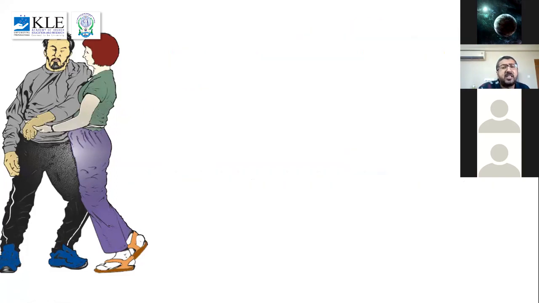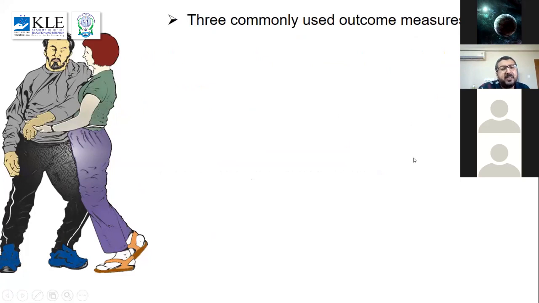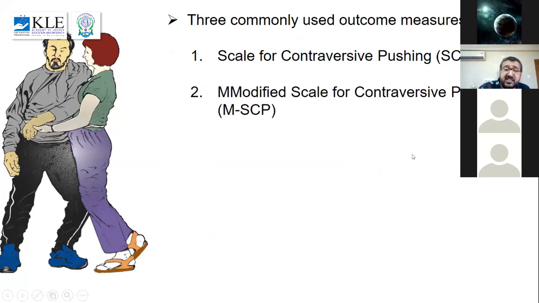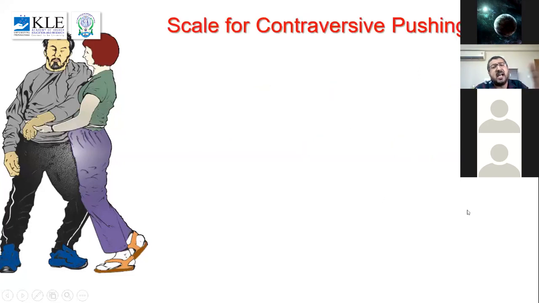Whatever is used are basically the Scale for Contraversive Pushing, developed by Karnath, and then after that a modified version is also available. Then the Burke Lateropulsion Scale is there. Then there's a 4-point scale and all those things. I'm not going into those aspects now.